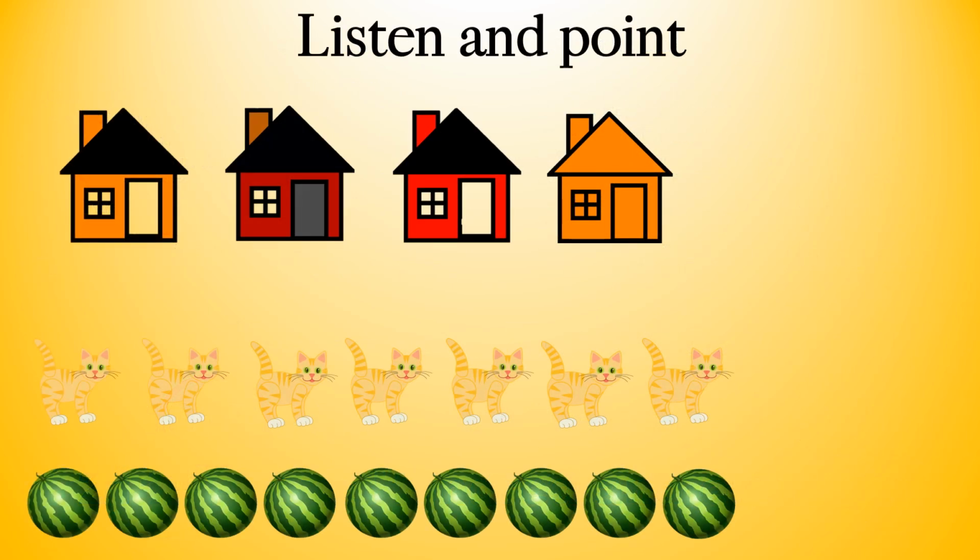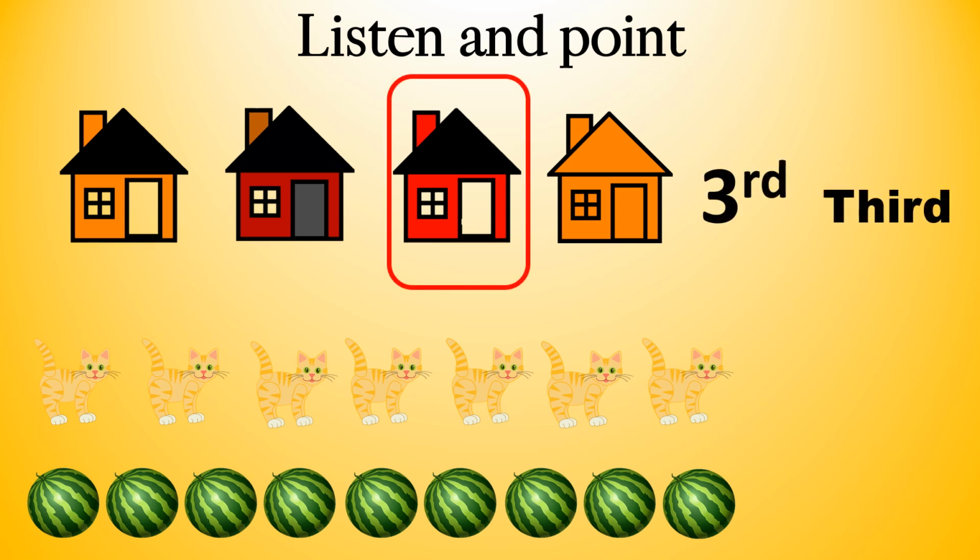Okay, let's see what you've learned. Here are 3 different sets of pictures. Set number 1 are houses. Can you put your finger on the 3rd house? The 3rd house. Did you get it? That's it. That is the 3rd house.